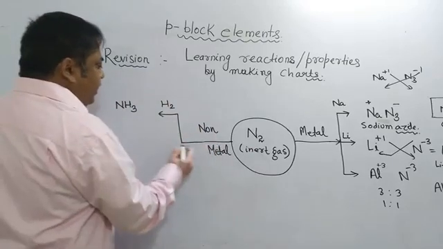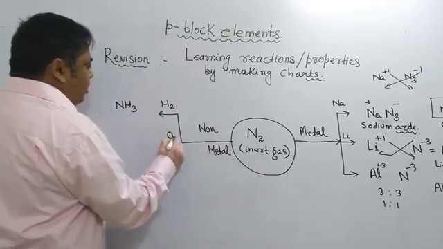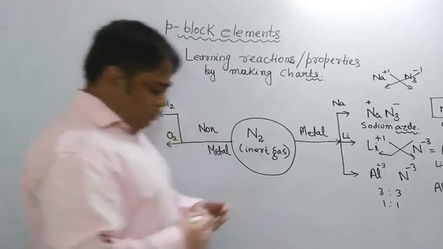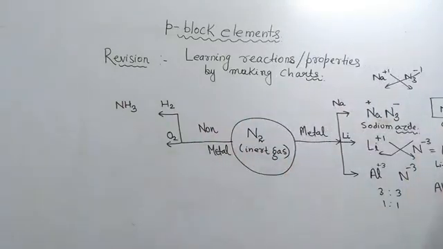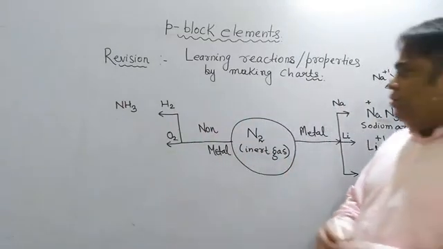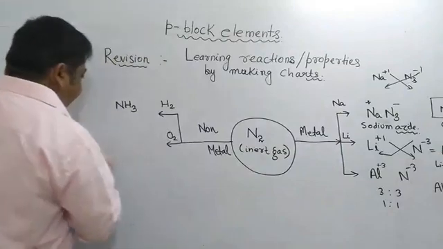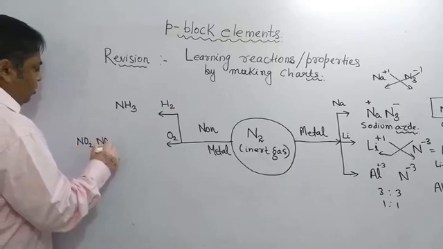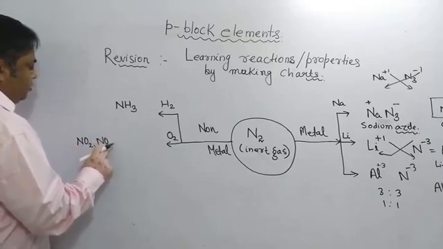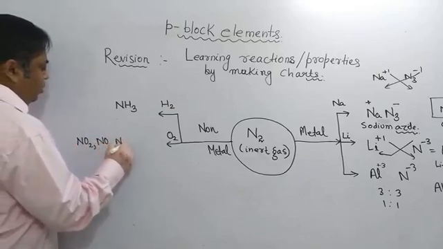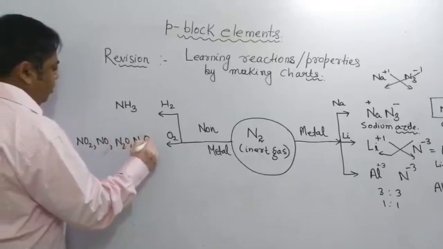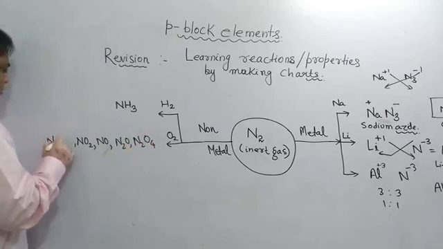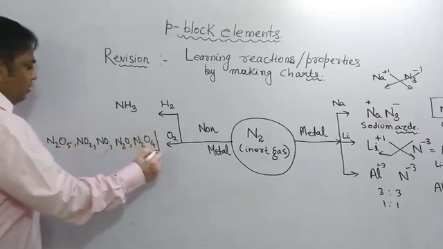Another non-metal which you can take is oxygen. You had seen that there are 5 different types of oxides of nitrogen. If you have already seen their preparation, you have seen their structure. So those 5 oxides could be NO2, NO, N2O, N2O4 and N2O5. This we had seen earlier.